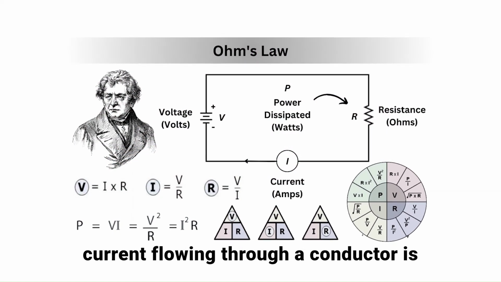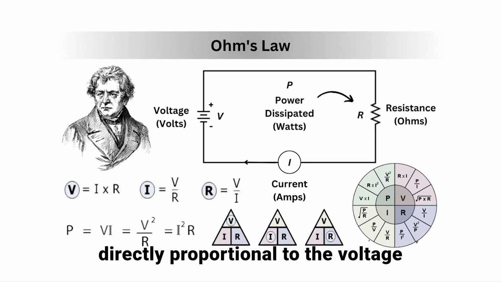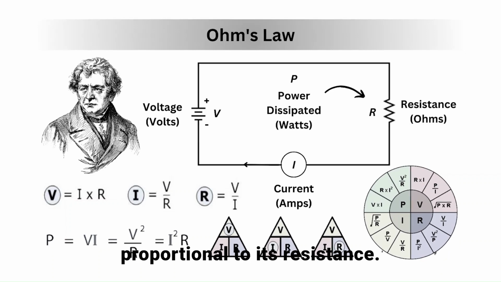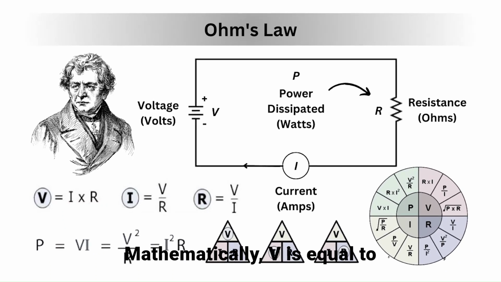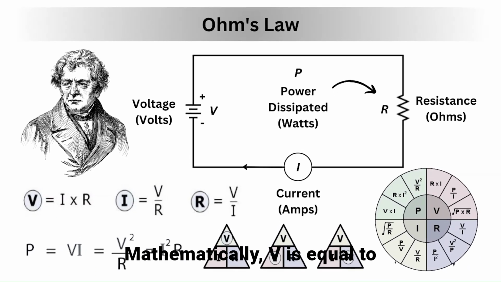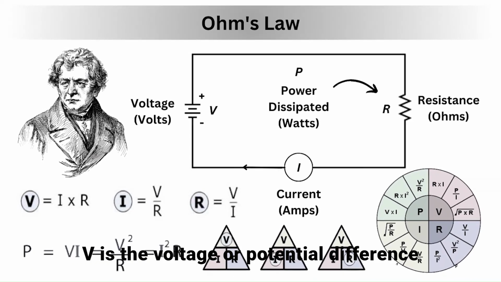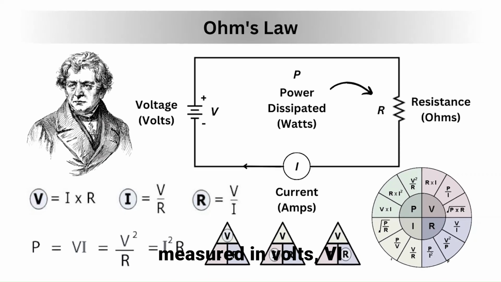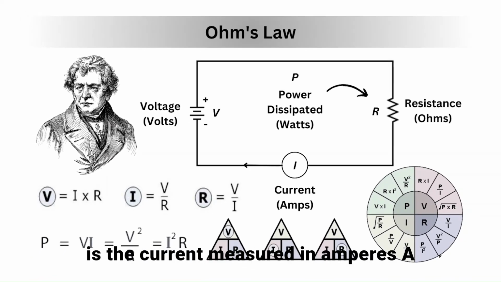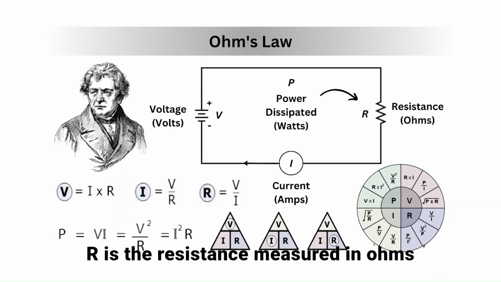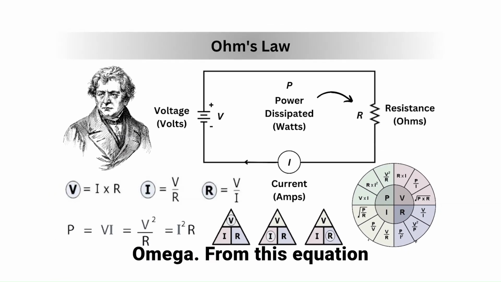Ohm's law states that the current flowing through a conductor is directly proportional to the voltage applied across it and inversely proportional to its resistance. Mathematically, V is equal to IR, where V is the voltage or potential difference, measured in volts, V. I is the current, measured in amperes, A. R is the resistance, measured in ohms, Ω.